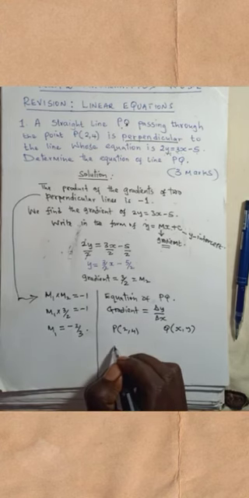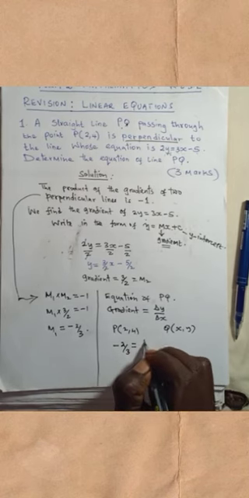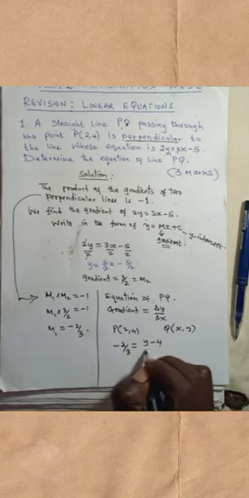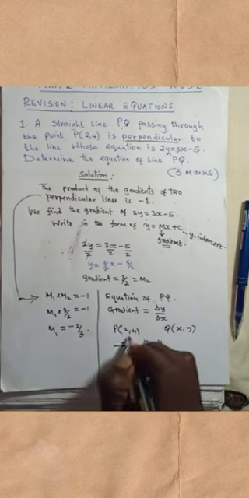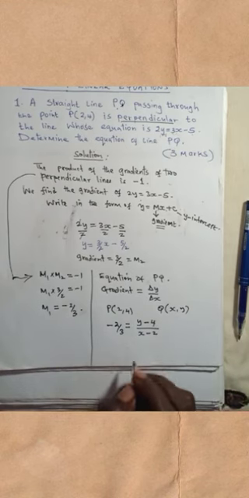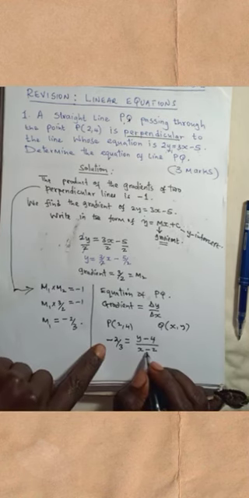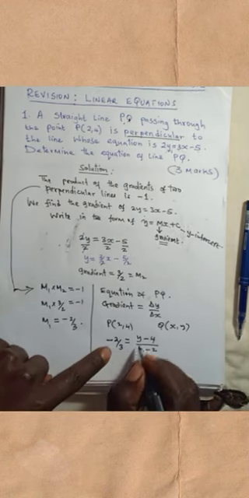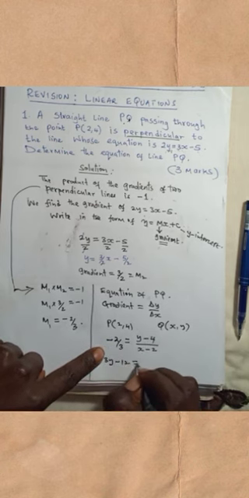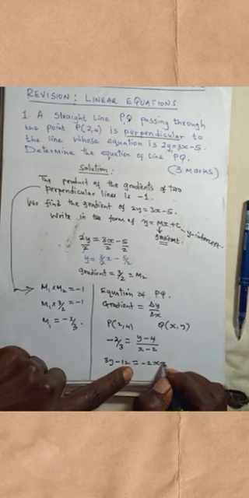Then we can say that the gradient, which is -2/3, is equal to the change in y, the y coordinate of Q minus the y coordinate of P, which is 4, over x, the x coordinate of Q, minus 2, the x coordinate of P. Then of course we do the cross multiplication. We shall have -2 multiplied by... 3 times y minus 4, you get 3y - 12, is equal to -2 times x minus 2, you get -2x + 4.